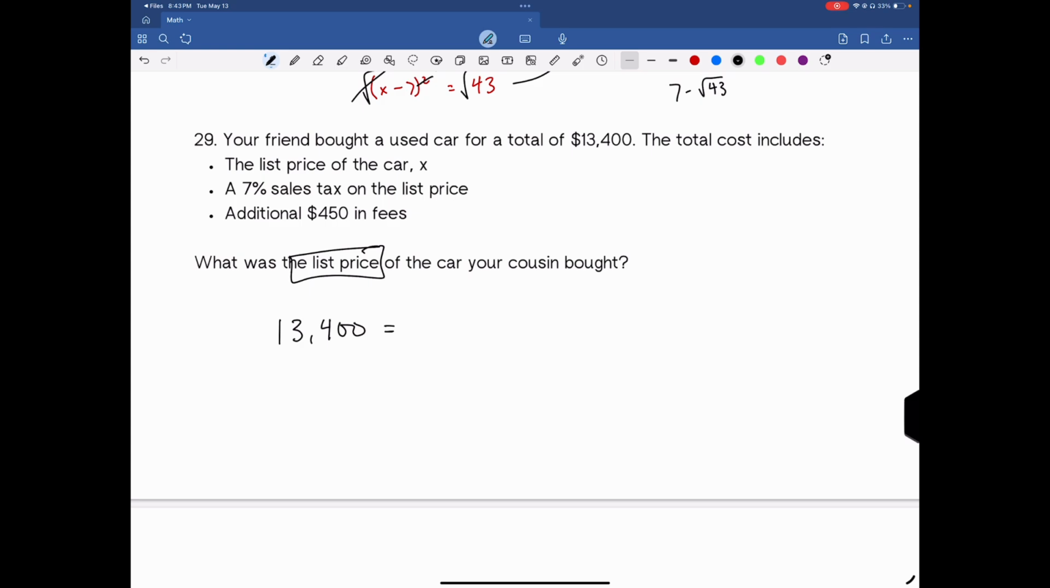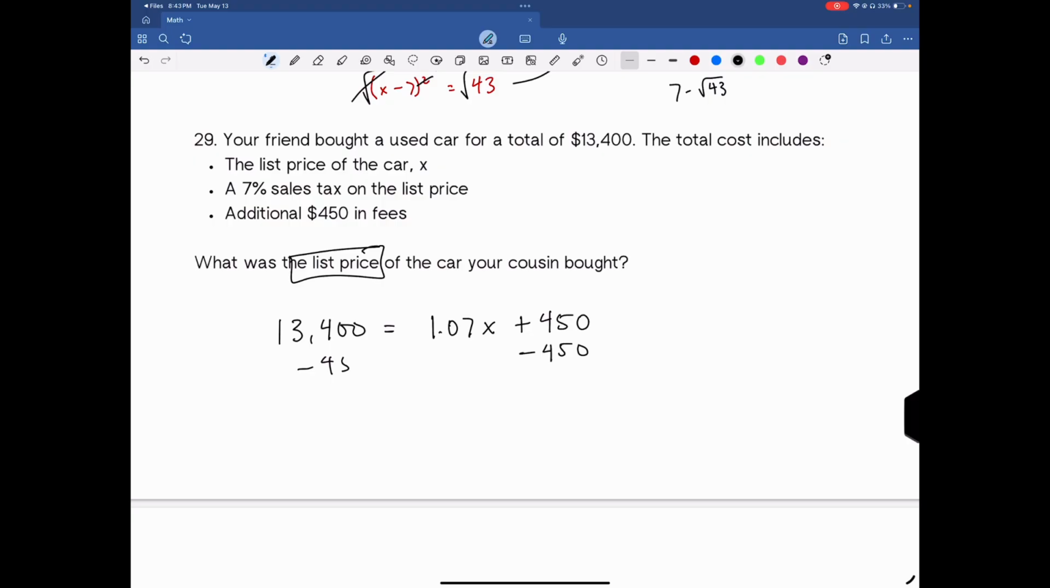And that's going to be equal to the list price of the car is x, and x had a 7% sales tax on the price. So we're going to have 1.07x plus an additional $450. And that's going to give us the cost of the car if we solve for x.